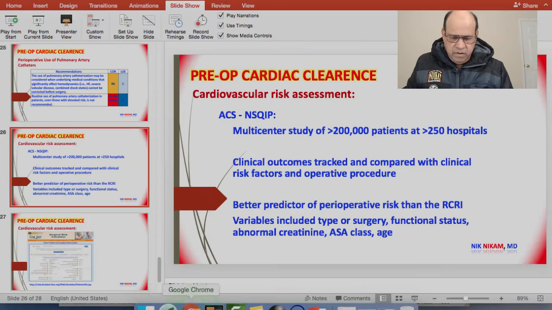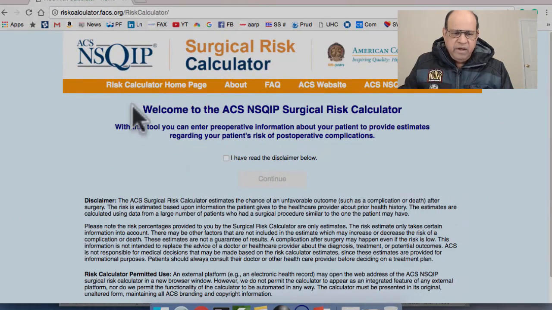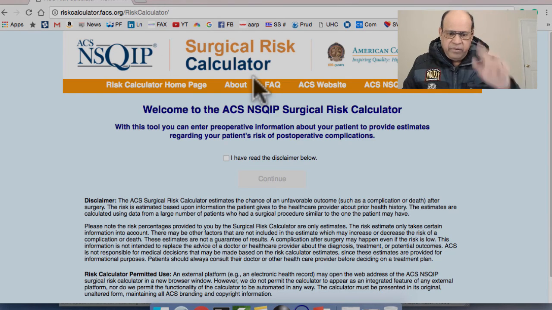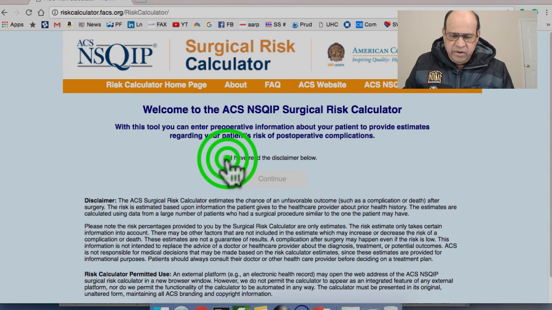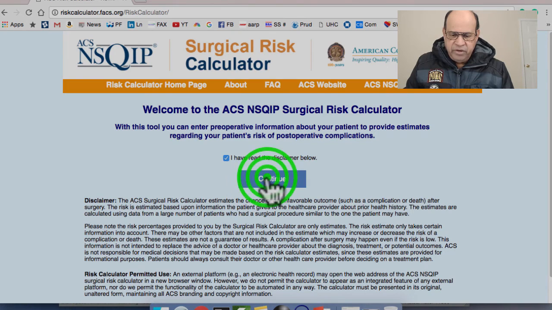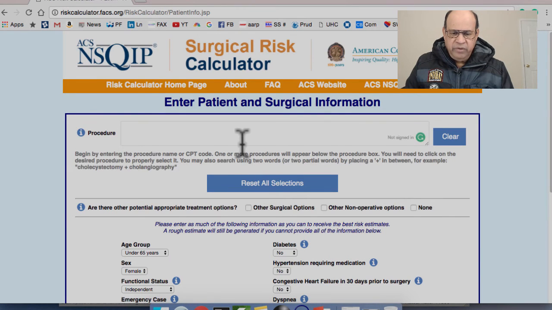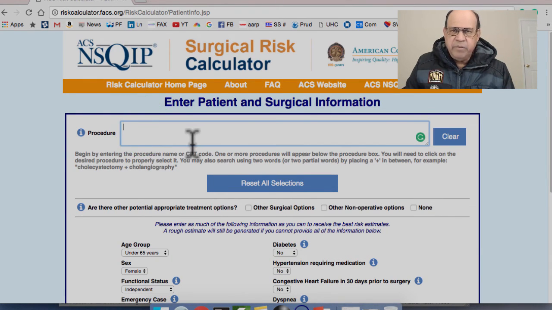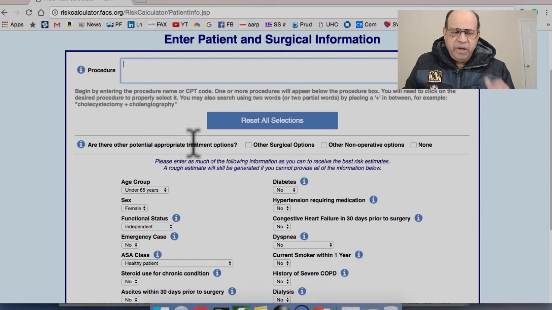non-cardiac surgery. Okay, let's go to the website here, and this is the website, www.riskcalculator.org. When you come here, you come to this main page, or you can just Google ACS risk calculator, and that will list this particular site. Then you come here and you accept their disclaimer and press continue. That brings us to this place where we input the type of surgery and the patient's findings.